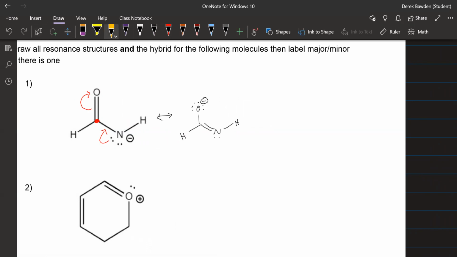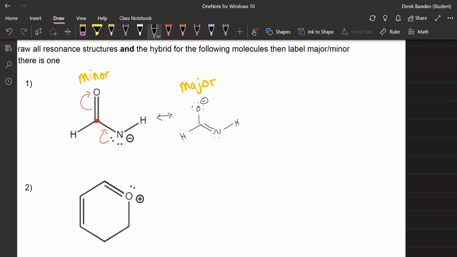One on the right. Going with a negative on the oxygen. Perfect. So this is our major product. What makes this one major? What do you guys think the difference is? The oxygen is more electronegative, so it makes it more ready to hold that negative charge. Perfect. Oxygen is more electronegative, so it's capable of holding that negative charge better than nitrogen. So this would be our minor product.